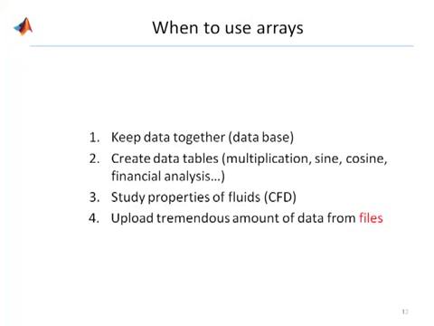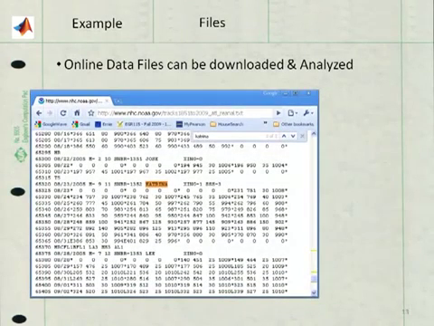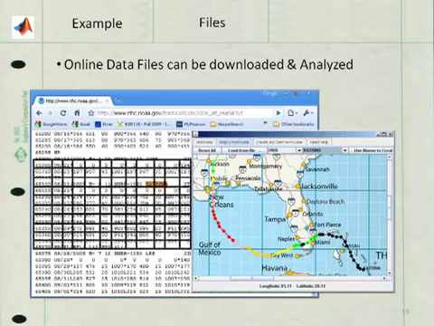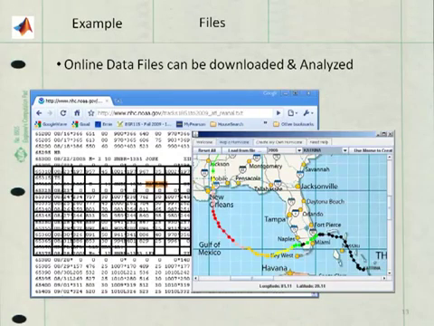Now another example is uploading a tremendous amount of data from files. Files can be found online with pretty much any kind of data. National Hurricane Center posts all the hurricanes, their location, latitude, longitude on a daily basis. So if you want to create a software that draws the path just based on the files that we can find online, that's something that you can do very easily with arrays. One variable can contain this whole data file.